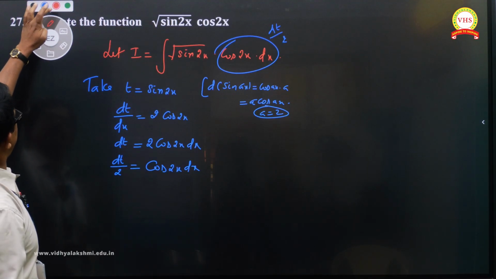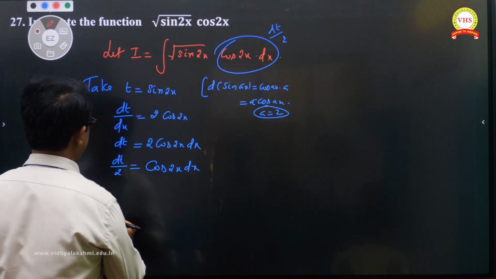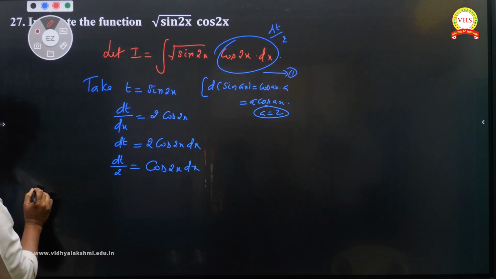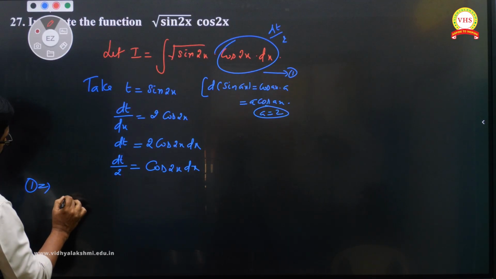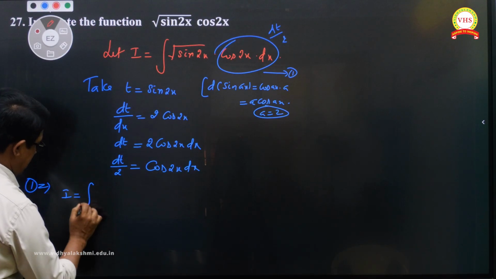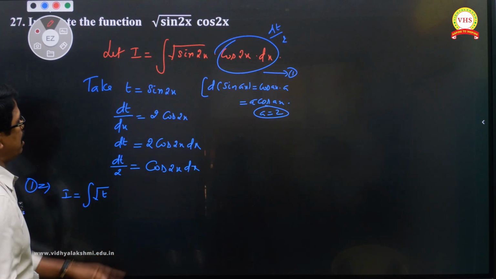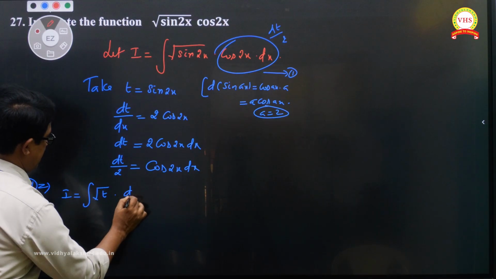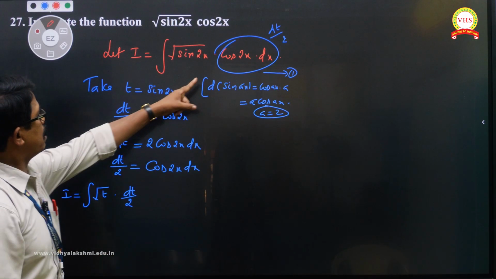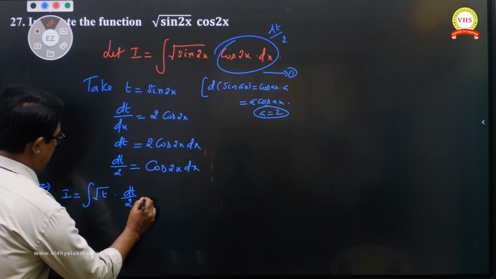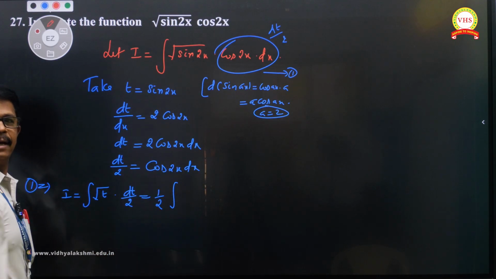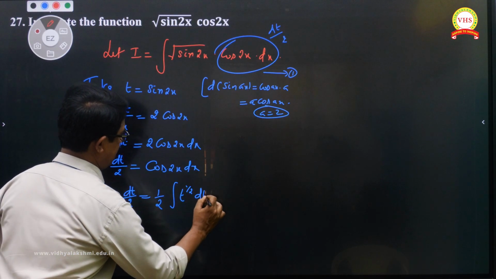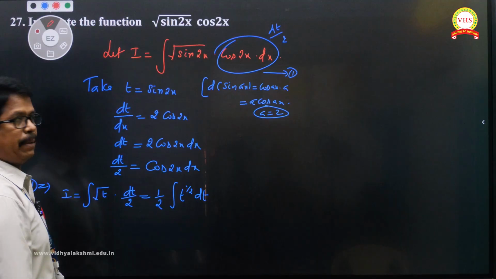We need to change the integration totally in terms of t. Yes, I becomes integral of square root of t, because we considered sine 2x as t, into dt divided by 2, which is the value of cos 2x into dx. Now 1 by 2 is a constant taken outside. What remains here is the integral of t to the power of 1 by 2 into dt. You know very well, square root of t is t power 1 by 2.